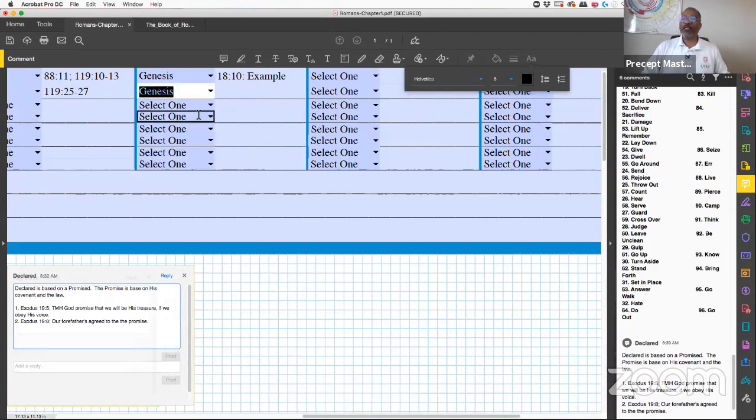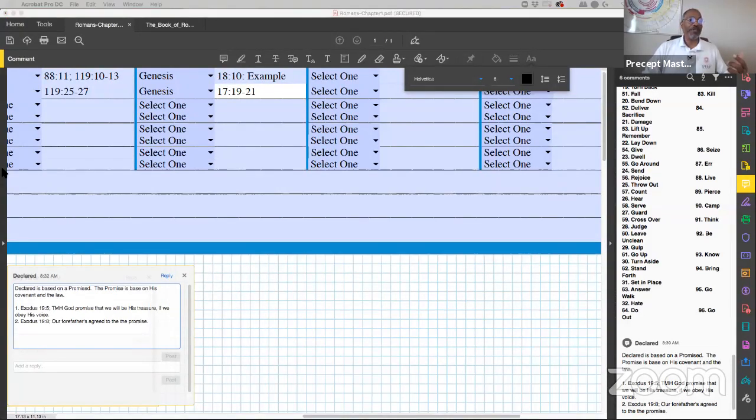Let's go to Genesis. We're going to look at Genesis. We're going to go to 17. And we're seeing something that's really weird, but going back, but don't worry, it's going to work itself out. We're going to go to 17. We're going to go through 19 through 21. So let's go there and we're going to look at it and we're going to understand it.